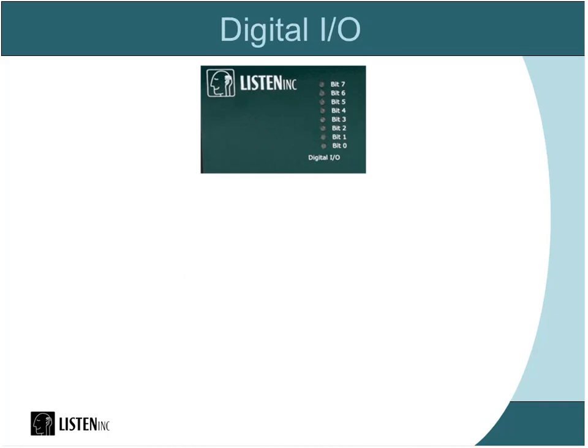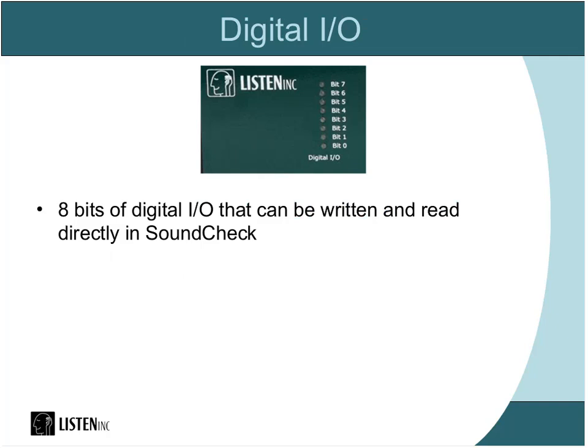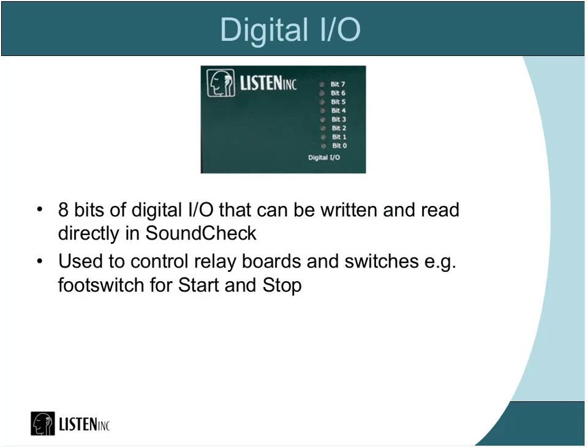So the last section on the front panel is the digital I/O. This provides 8 bits of digital I/O. It can be written and read directly in SoundCheck. So you might want to use this for communicating with relay boards or switches, or if you want to integrate a foot switch into your system. It gives you a lot of different options, and basically, instead of having to have an NI card installed on your system for doing the digital I/O, you can do it all right here through AmpConnect. I'll show you a little bit about that when we get to looking at the USB control.